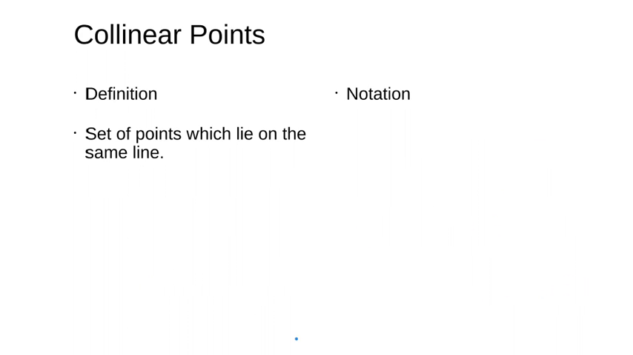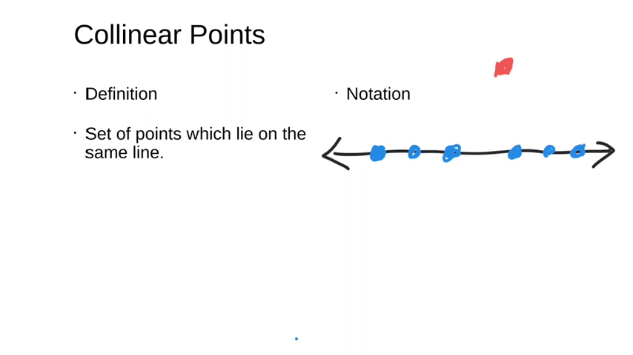Collinear points are a set of points which lie on the same line. So if I have a line, any points that are on this line would be collinear. This point, this point, this point, this point, any point in here is collinear. If it's not on the line, then that would be not collinear. Collinear points are just simply a fancy word for saying that they're on the same line.